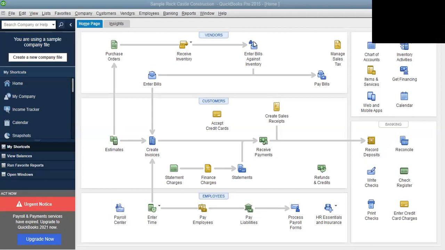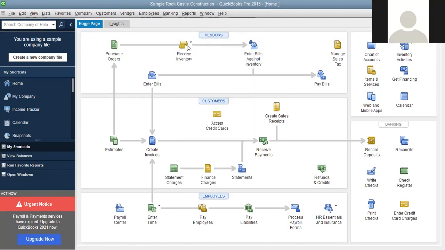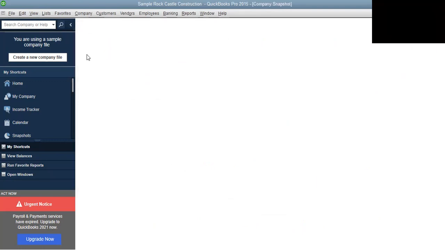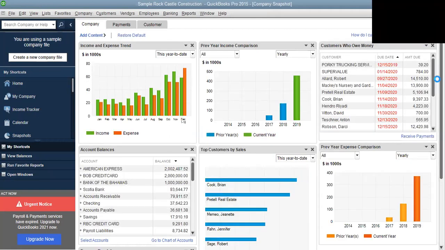Before we get to the exam, I want you to look at page 11. The end product is the financial statements and reports. That's section 3. When you want to look at reports, you always come right here on the taskbar and go to reports. You have all types of reports, like Company Snapshot, which just highlights the most important areas of your business at certain times. So QuickBooks has all types of reports.